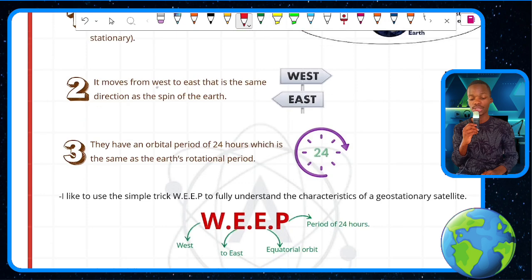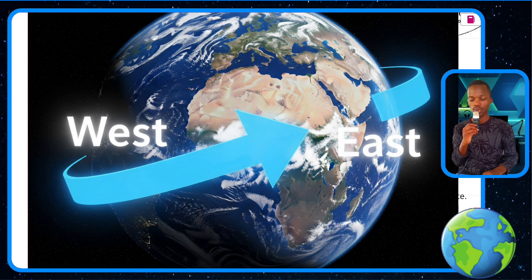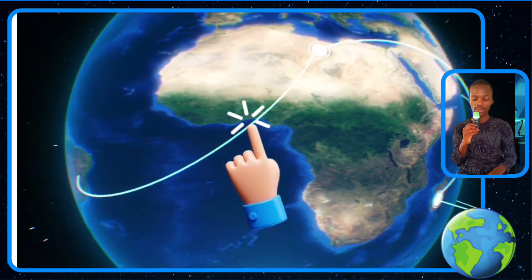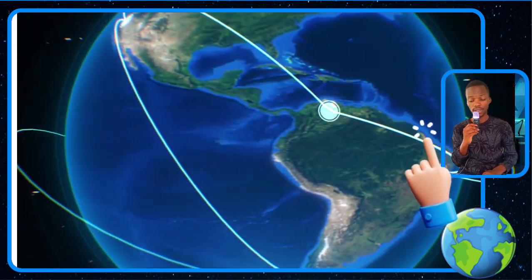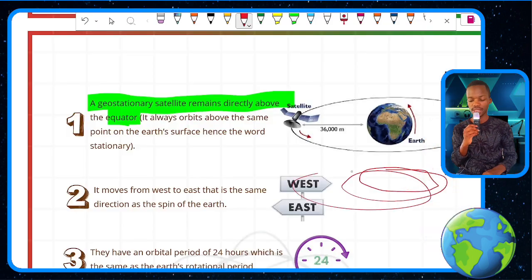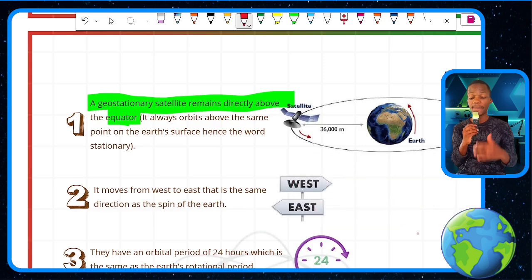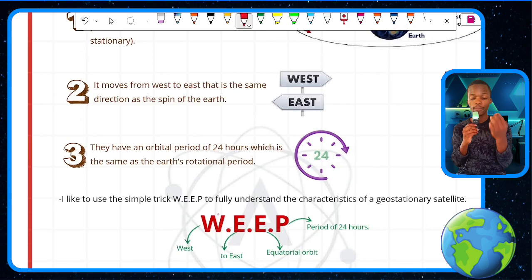It moves from west to east, which is the same direction as the spin of the Earth. So it moves from west to east, west to east. So that is how it moves. So it's sort of like rotating like that, right? West to east, as it's moving about the equator. So that's another characteristic. And then there's an orbital period of 24 hours.